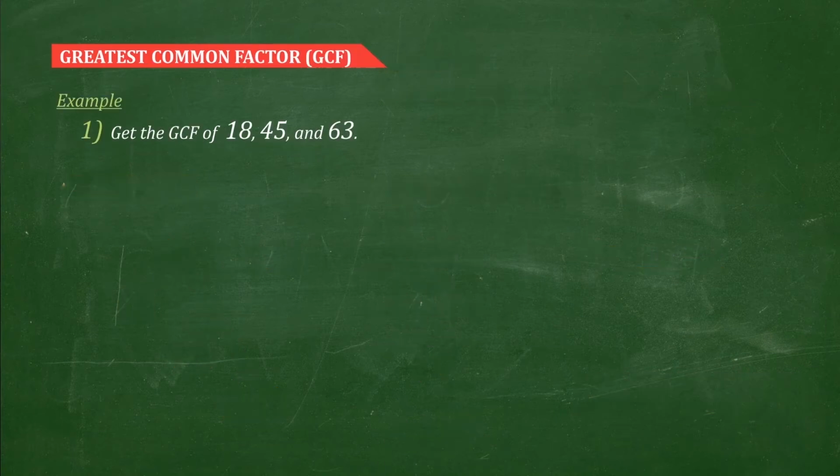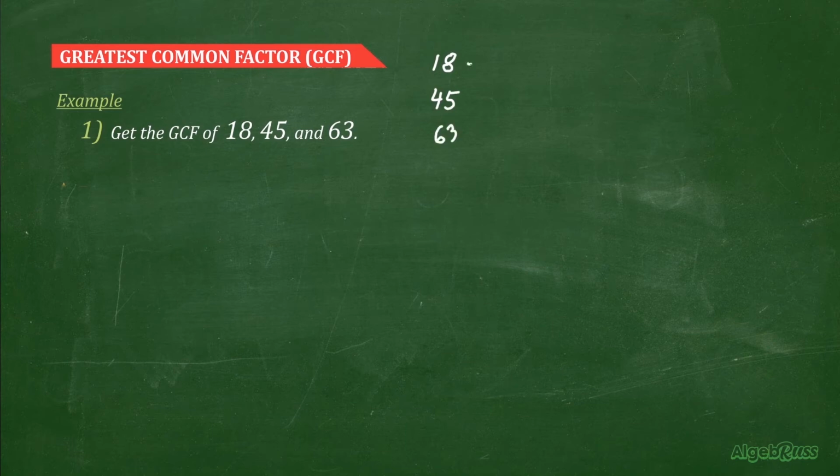Now, let's recall applying prime factorization to get the greatest common factor of numbers. I know some can do this mentally, but let's do this because this skill will be very much needed in future topics in algebra. Let's look at this example. We're looking for the GCF of 18, 45, and 63. Let's write the numbers on the right side like so.